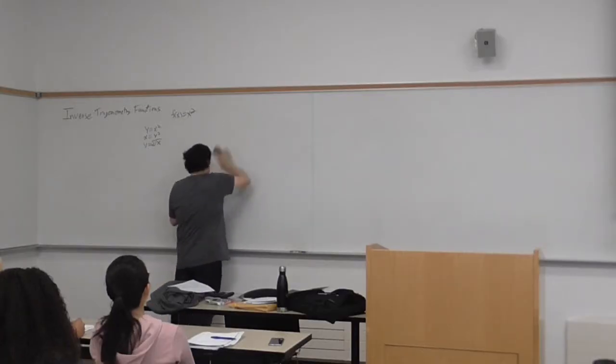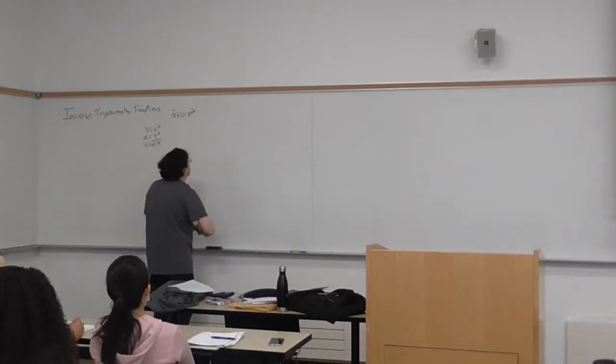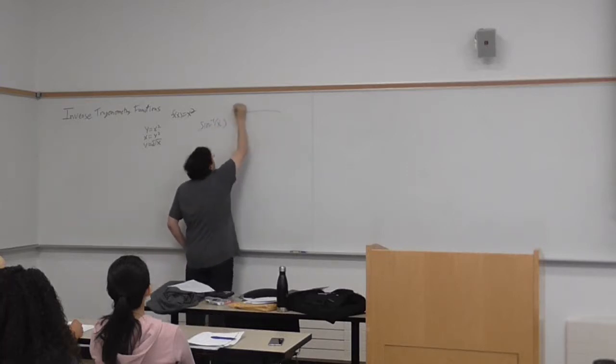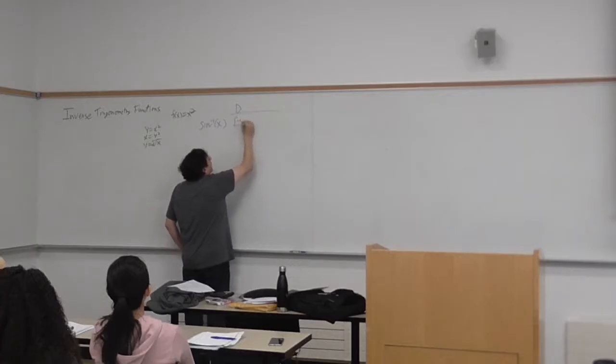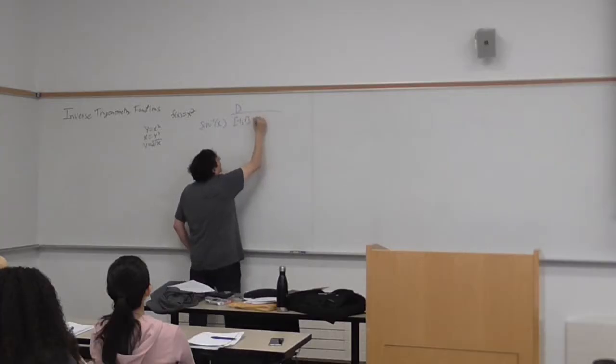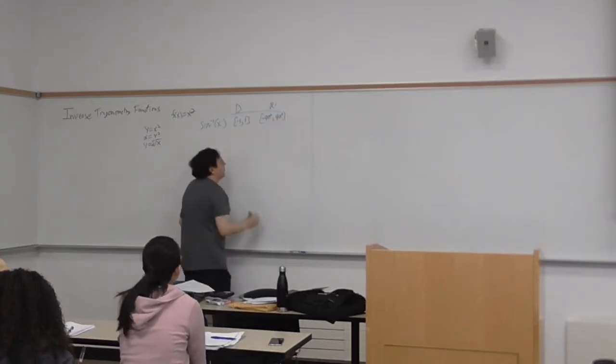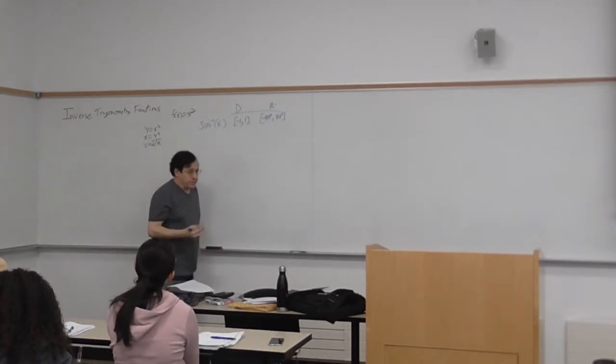This might be good to create a little chart here. Inverse sine of x. Domain is from minus 1 to 1. The range is, just say degrees for now, minus 90 degrees to 90 degrees, or from minus pi over 2 to pi over 2.